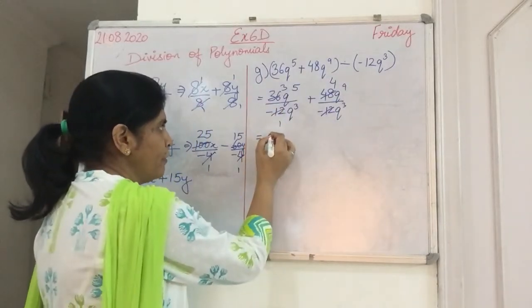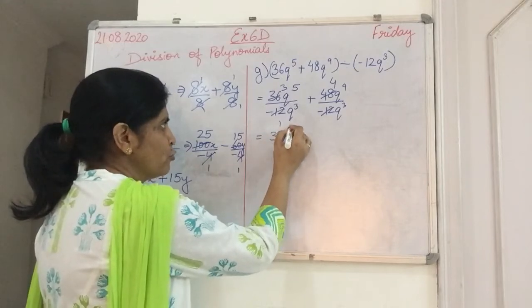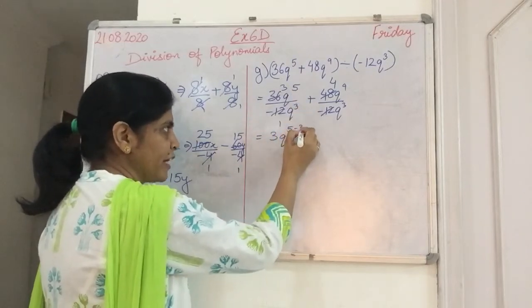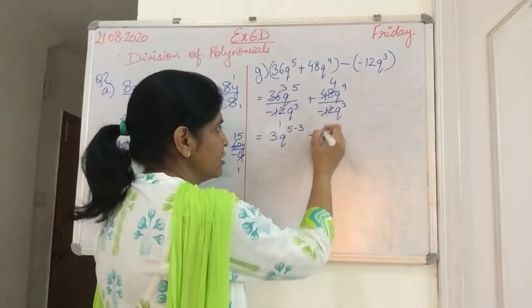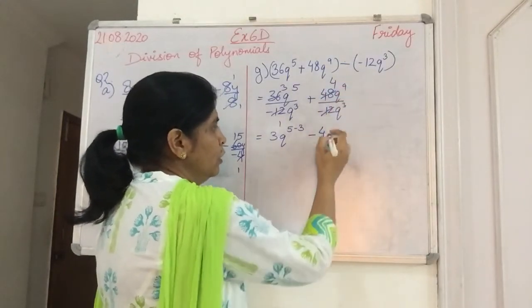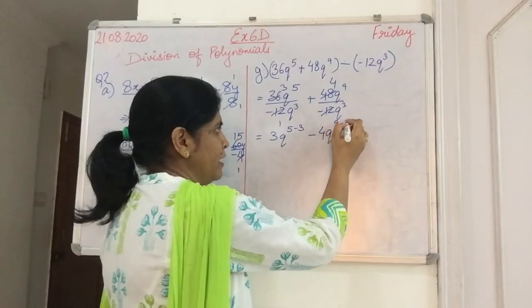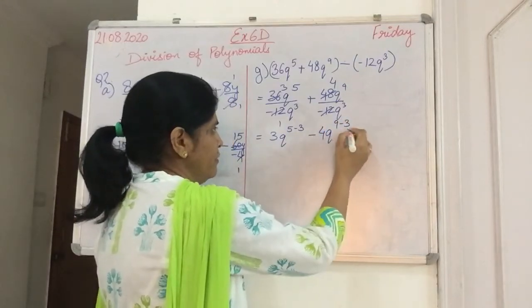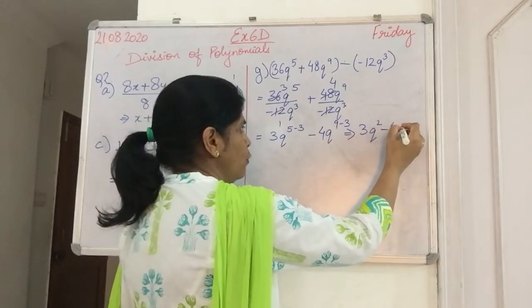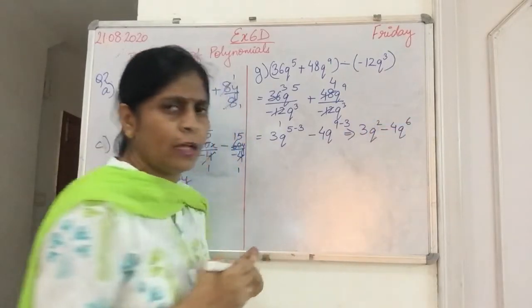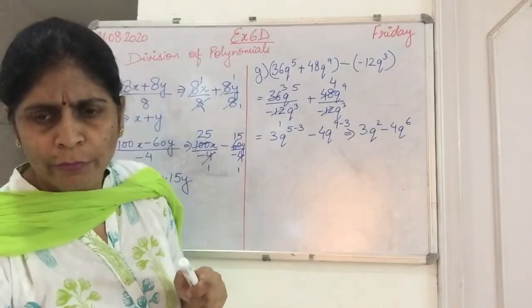Now we subtract the powers. 3q raised to the power 5 minus 3, second law of exponent, plus minus is minus, 4q raised to the power 9 minus 3. So we simplify it here only: 3q^2 minus 4q^6. Clear, all of you?